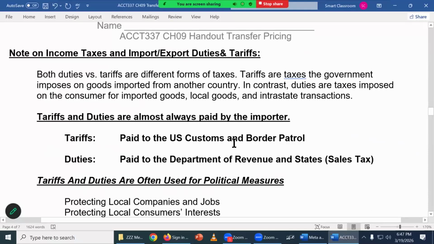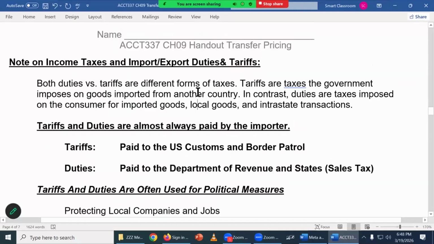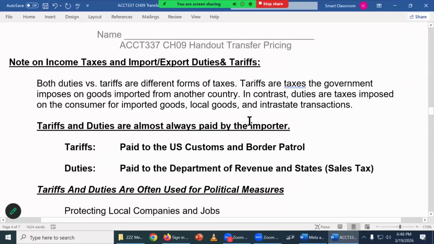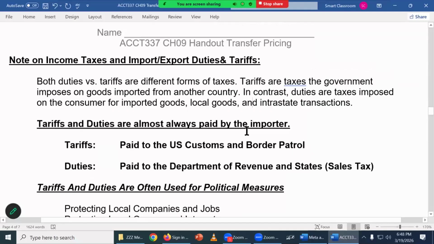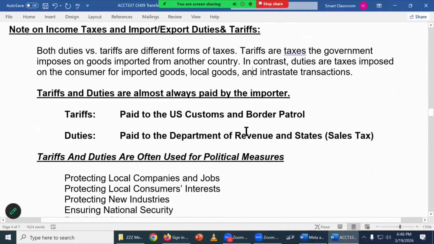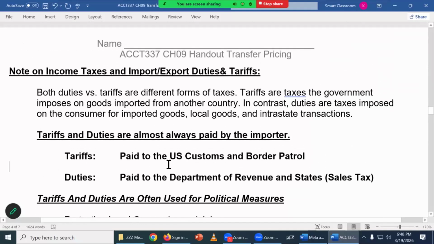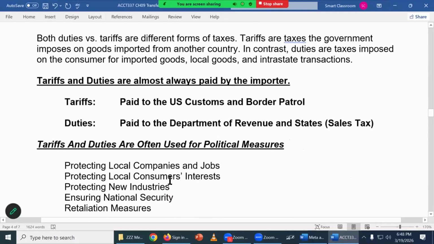Tariffs are taxes the government imposes on goods imported from another country. In contrast, duties are taxes imposed on imported goods, local goods, and interstate transactions. A lot of times you'll see things like gasoline have duties on them when they come from one state to another. So tariffs are generally paid to the federal government. Duties can be paid to the federal government. They can also be paid to states.